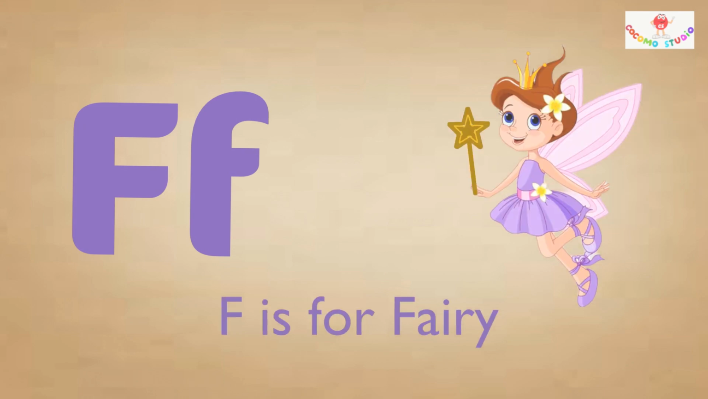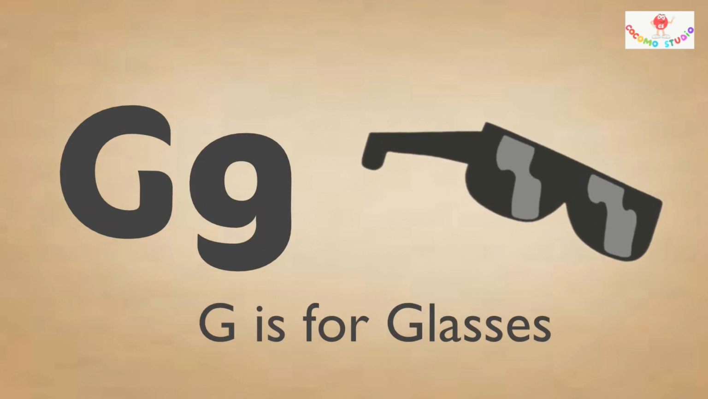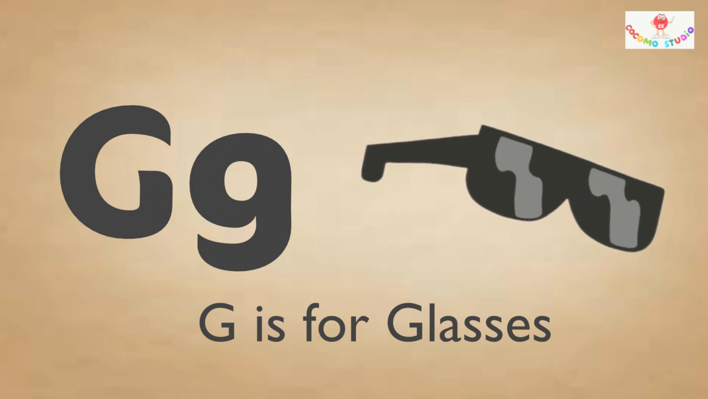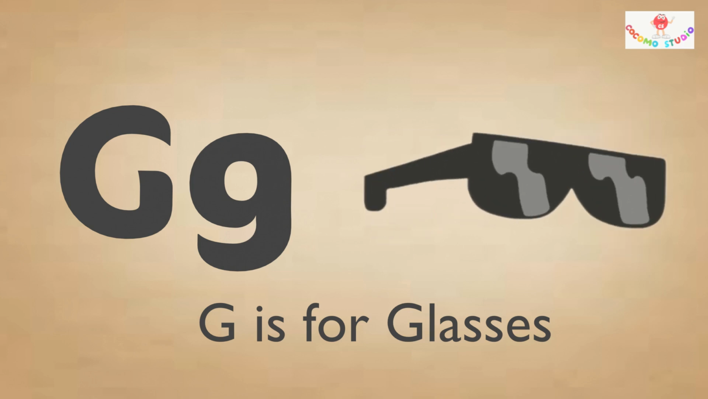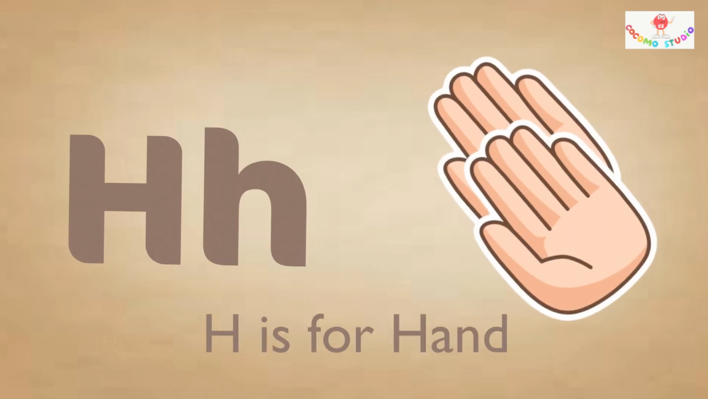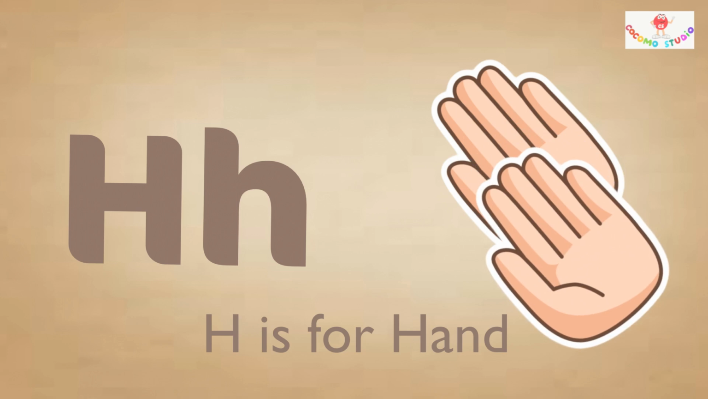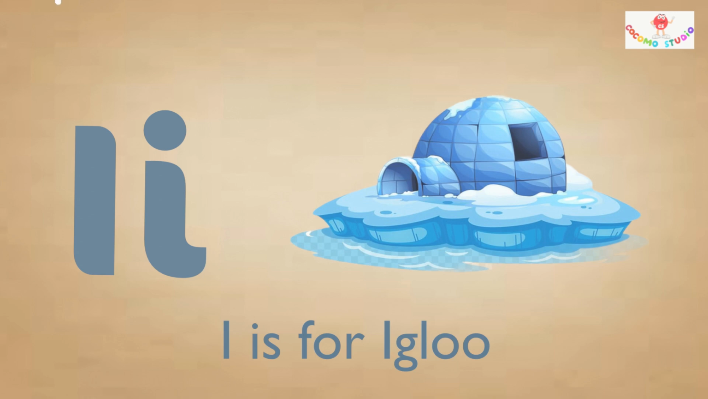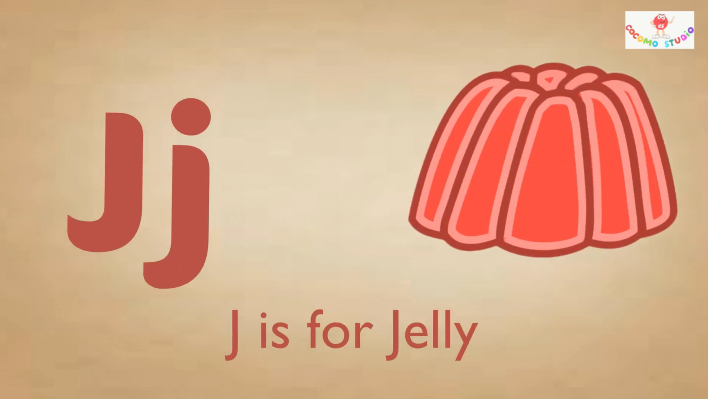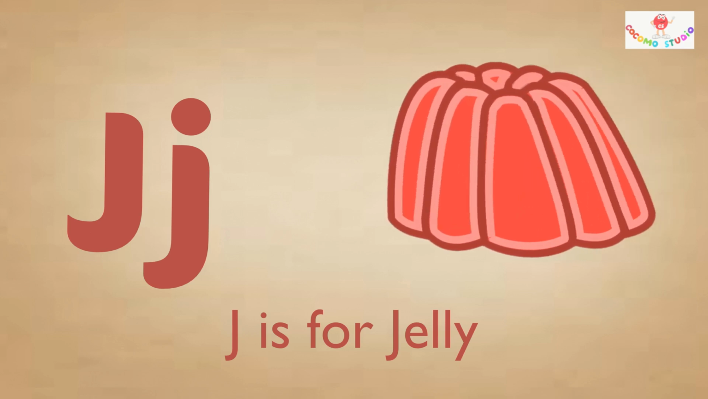F is for fairy, F-fairy. G is for glasses, glasses. H is for hand, hand. I is for igloo, igloo. J is for jelly, j, j, jelly.